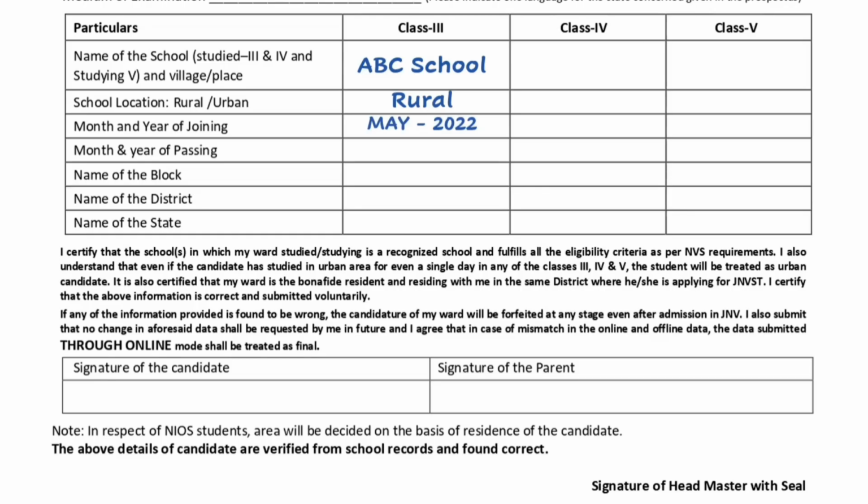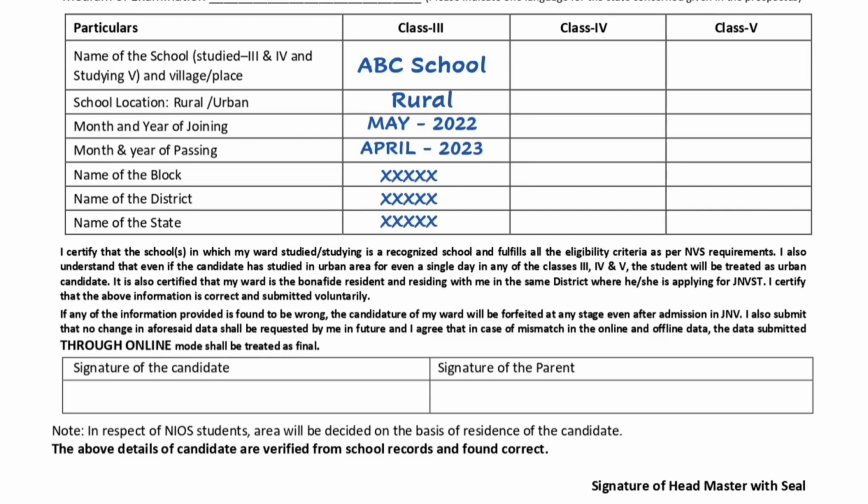And then the passing month and year. When did the child pass? For class 3, in 22 the child would have taken admission, and in 23 the child would have passed that particular class. Then name of the block. Which educational block does the child belong to? That is to be mentioned. This you can inquire with your school. They will be helping you out on this particular thing. Then name of the district and name of the state. It is Karnataka and the district which is relevant. You need to do that.